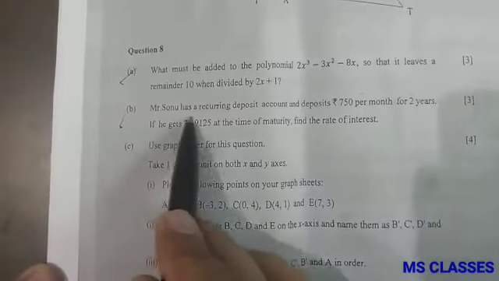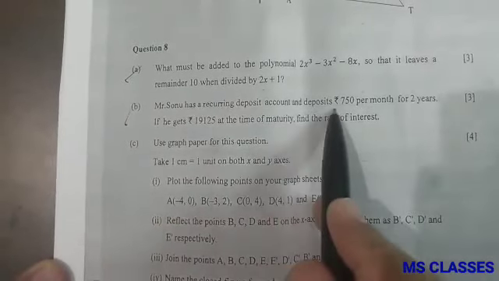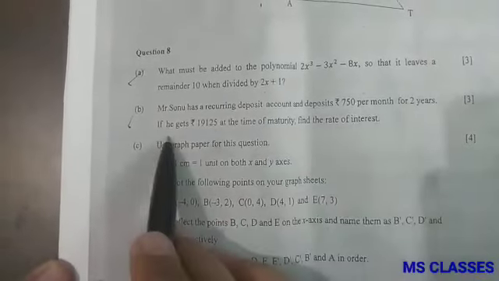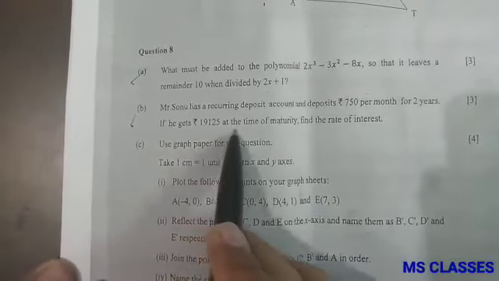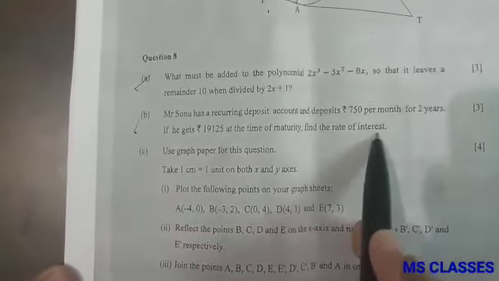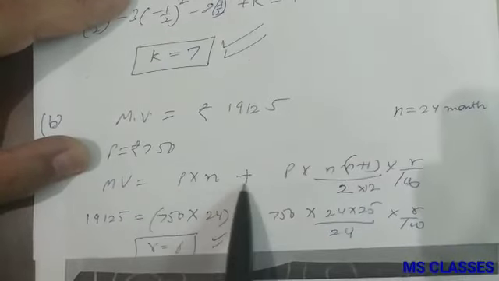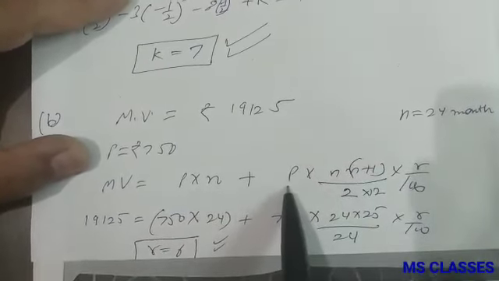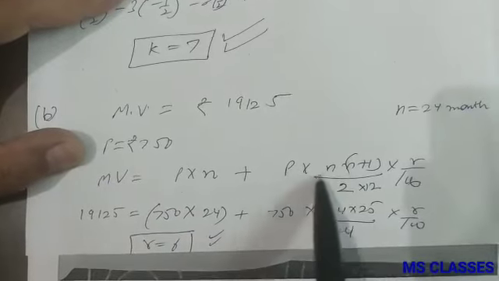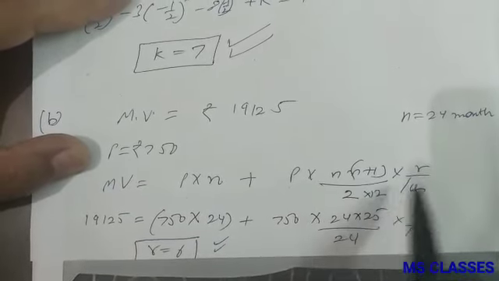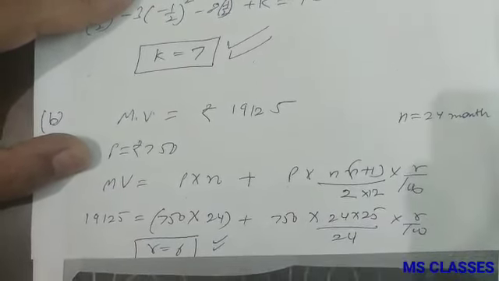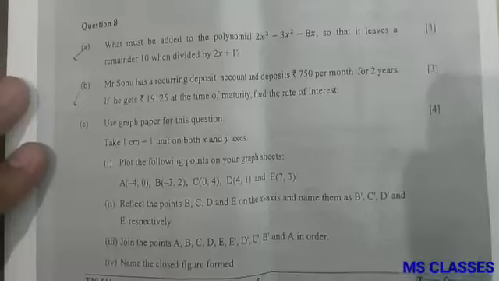B, Mr. Sonu has a recurring deposit account and deposits rupees 750 per month for 2 years. If he gets 19125 rupees at the time of maturity, find the rate of interest. So this is a direct formula based question. The maturity value is P into n, where n is 24 months, P is the principal value into n plus 1 by 2 into 12 into R by 100. So after solving we get R as 6%.